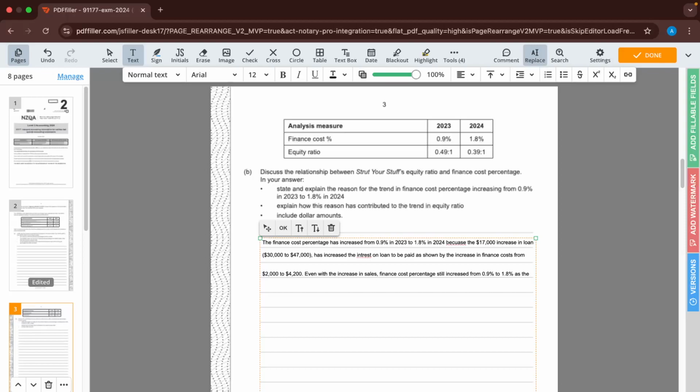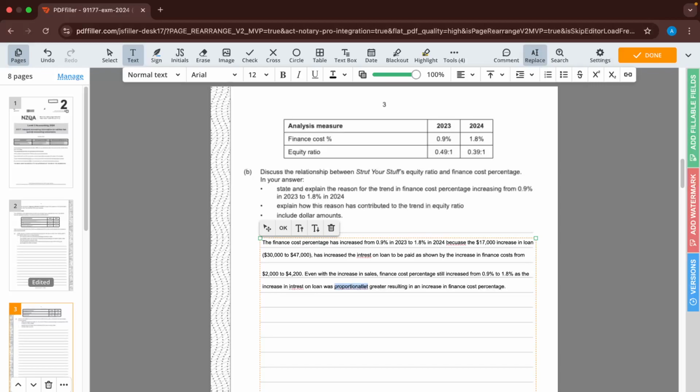As the increase in interest on loan was proportionately greater, resulting in an increase in finance cost percentage. So what do I mean when I say it was proportionally greater?